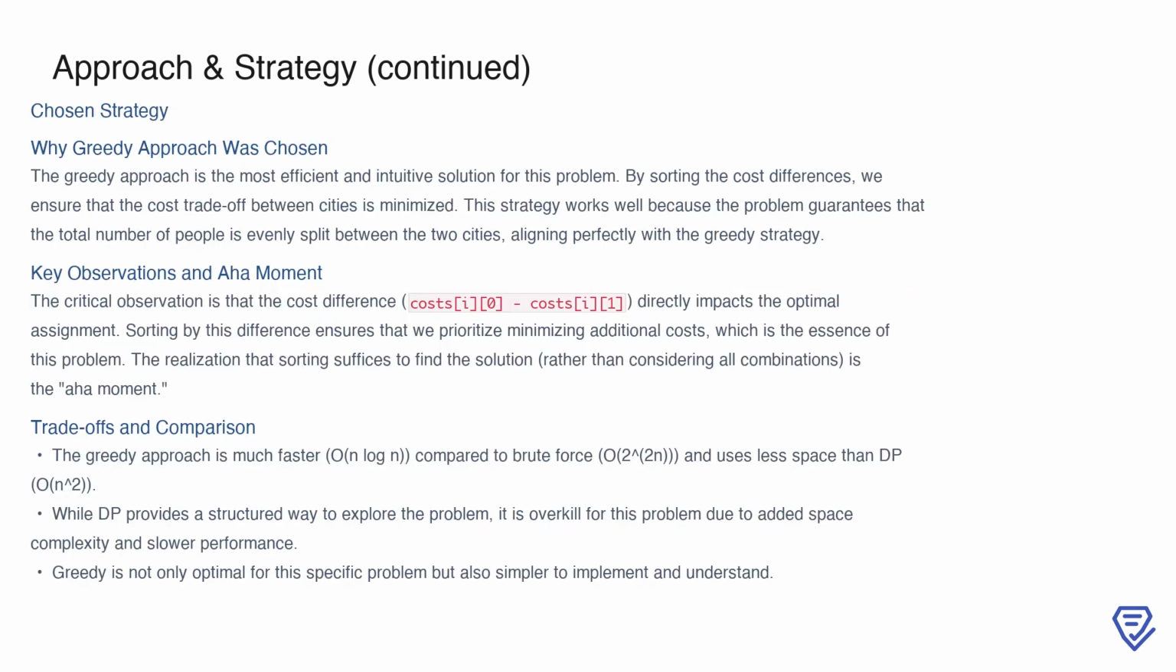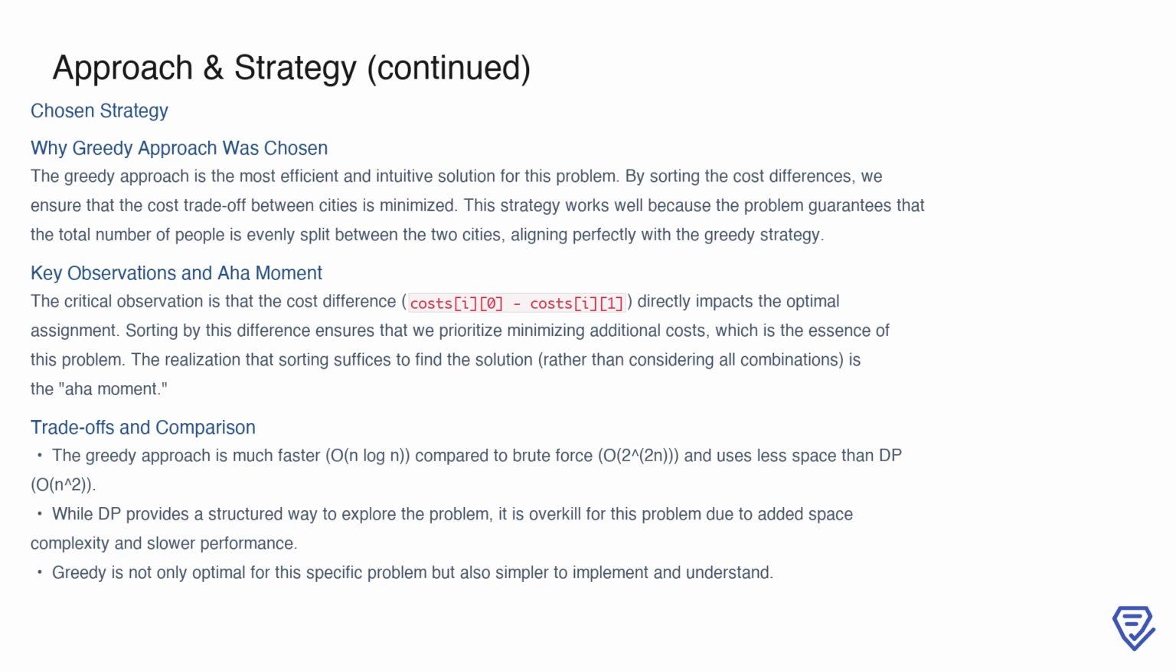Given the available methods, the greedy approach emerges as the most suitable strategy for solving the two-city scheduling problem. By sorting individuals based on the cost difference between the two cities, we ensure that the total cost is minimized. This approach works particularly well because the problem guarantees an even split of people between the cities, making the greedy solution both effective and aligned with the problem's constraints.